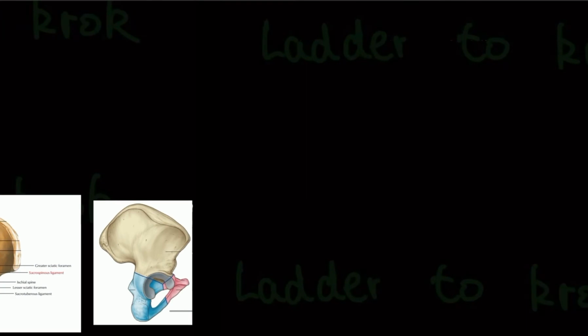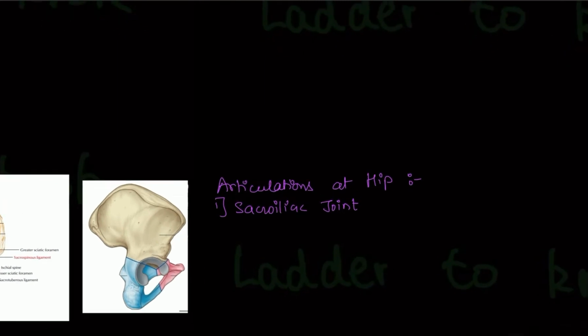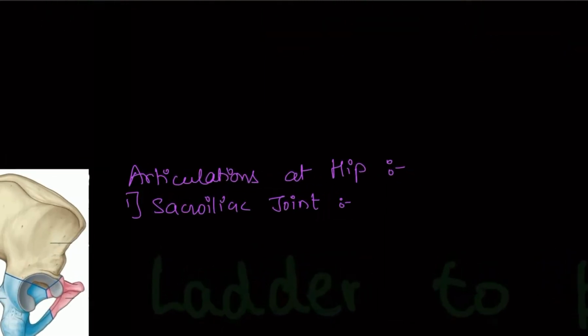Okay, so write on the topic, articulations at hip. Articulations means joints at hip. Okay, so starting with the first one, which is called as sacroiliac joint. Now the sacroiliac joint, here it means that the ilium bone will articulate with the sacrum. Ilium articulates with sacrum.